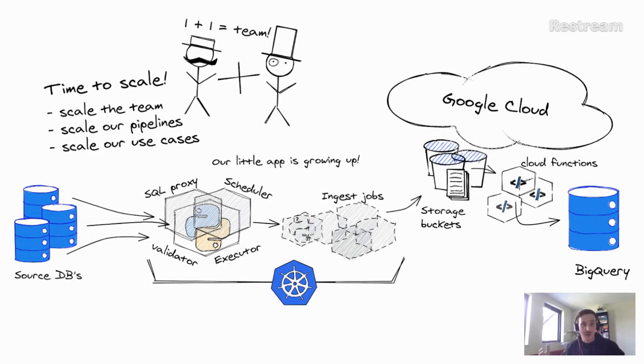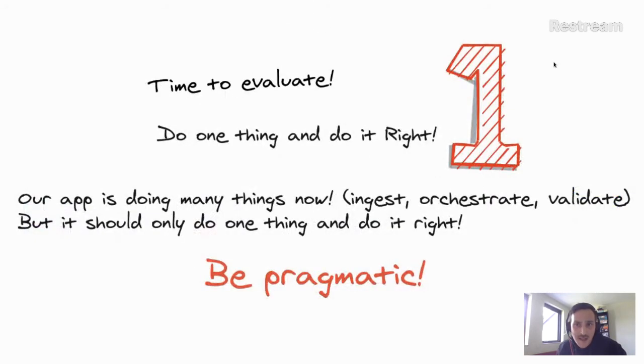Our team was growing. Our pipelines were growing. Our use cases were growing. But also the complexity was increasing. And it was at this time that we had to reevaluate, because one of the principles that we try to adhere to is that we should do one thing and we should do it right. And our Ingest app was doing many things now. It was doing ingestion, but also orchestrating. It was doing validation. We had a SQL proxy attached to it, but it should just do one thing and it should do it right.